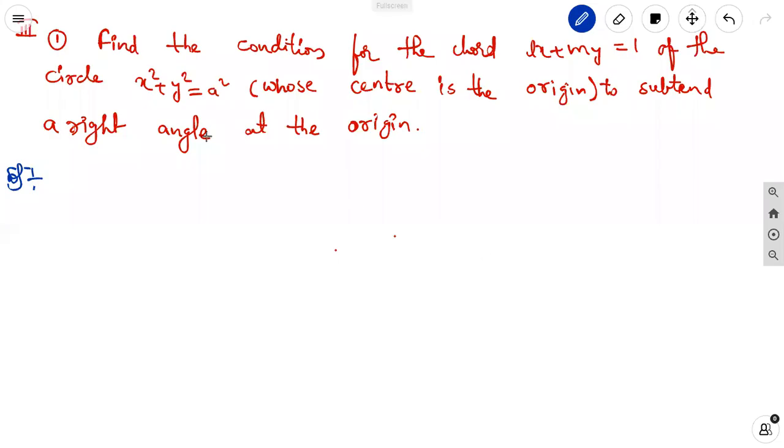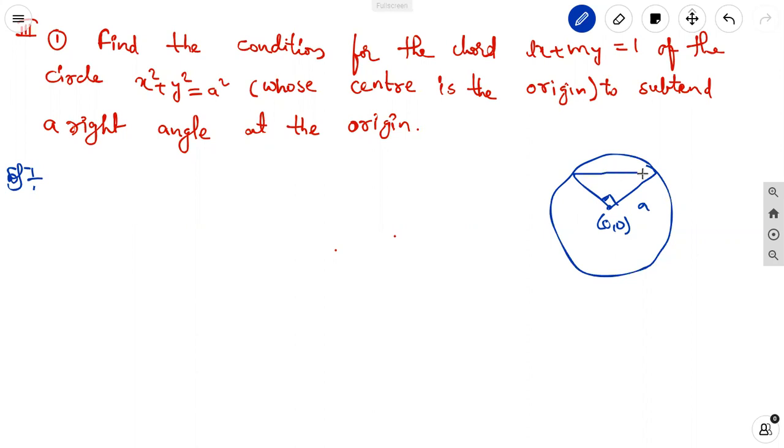The question is: find the condition for the curve Lx plus My equal to 1 to subtend a right angle at the origin of the circle. The circle has center origin (0, 0) and radius a. Draw a circle, and here is the right angle triangle with the curve. Suppose we draw the right angle at the origin.